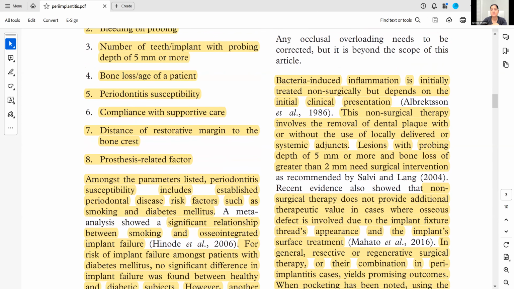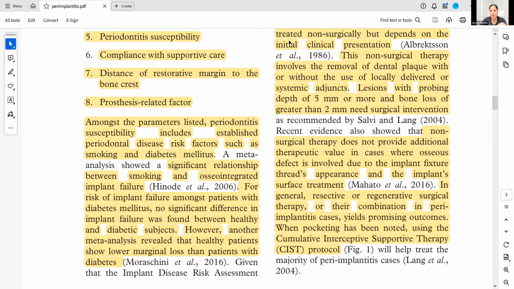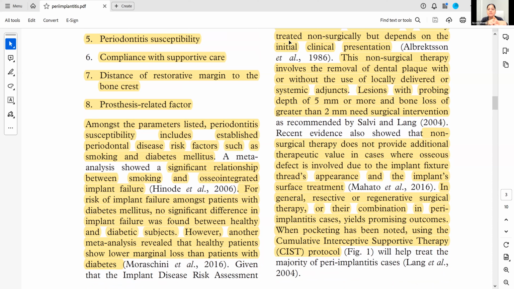Bacteria-induced inflammation is initially treated non-surgically, but it depends on the initial clinical presentation. This non-surgical therapy involves the removal of dental plaque with or without locally delivered or systemic adjuncts, that means locally delivered or systemic antibiotics. Lesions with probing depth of 5 mm or more and bone loss of greater than 2 mm will need surgical intervention. So anywhere your probing depths go more than 5 mm and the bone loss is more than 2 mm, apart from your marginal bone loss, that indicates surgical intervention.